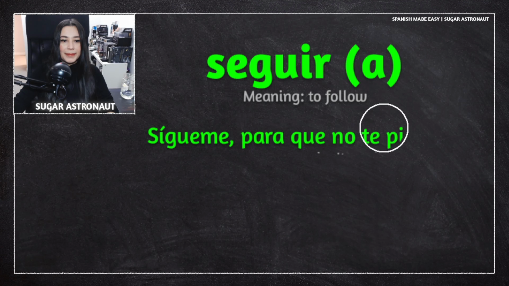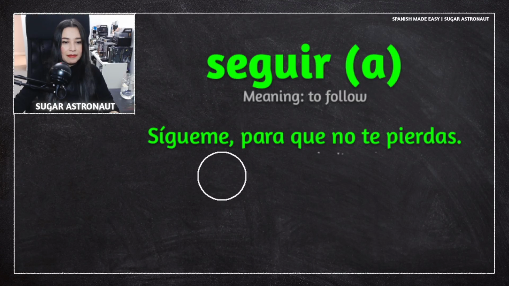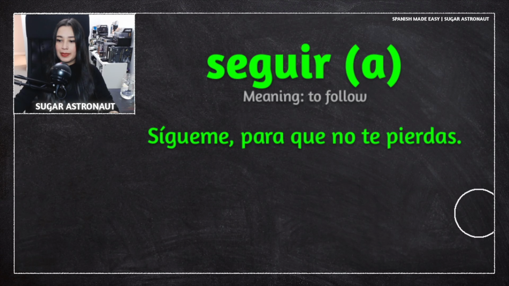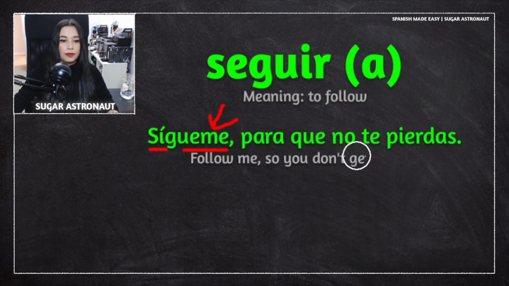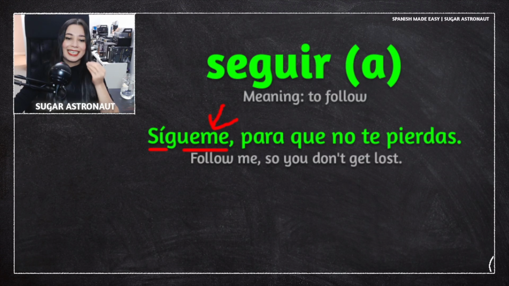Sígueme para que no te pierdas. So we have the verb right here, seguir, okay? And we just added the pronoun me. Sígueme. It's a command, pretty much. And then the rest we have para que no te pierdas. Okay, so what's the meaning of this? The meaning of this sentence is follow me so you don't get lost.